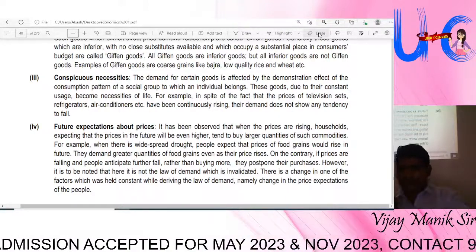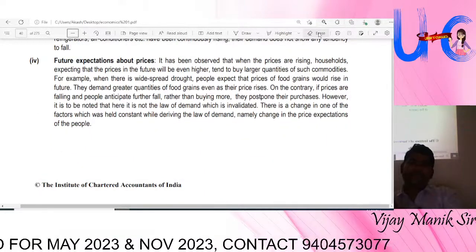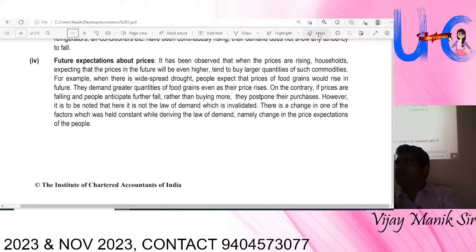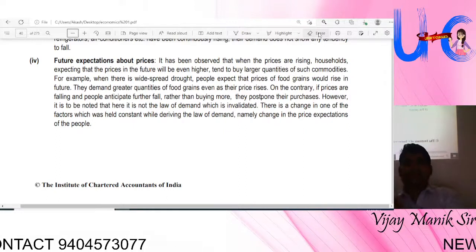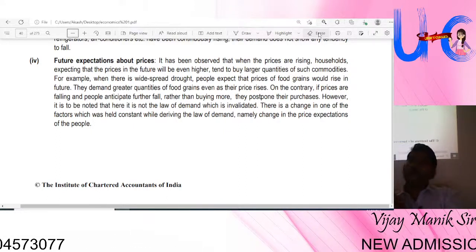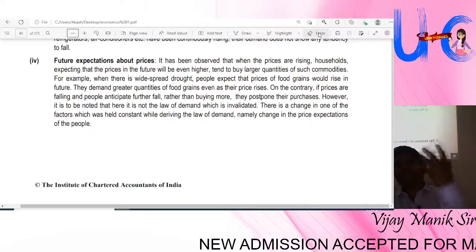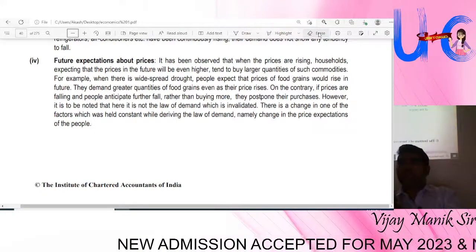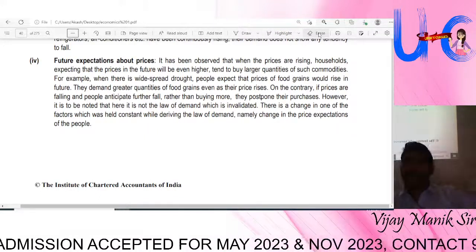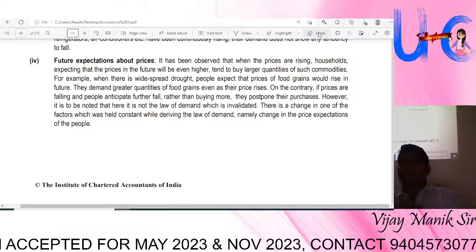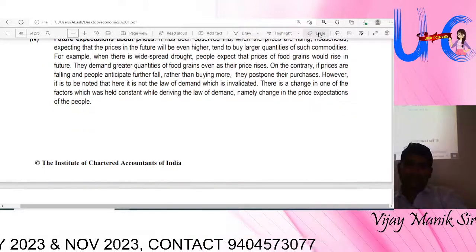Future expectations about prices. So what is this? It is for the people who do not know the market and the condition of the market well. The people who are not aware about the market and are scared about the prices of a particular commodity. For example, they always think that in future the prices will increase, so it's better to buy right now. In this way they have to buy.